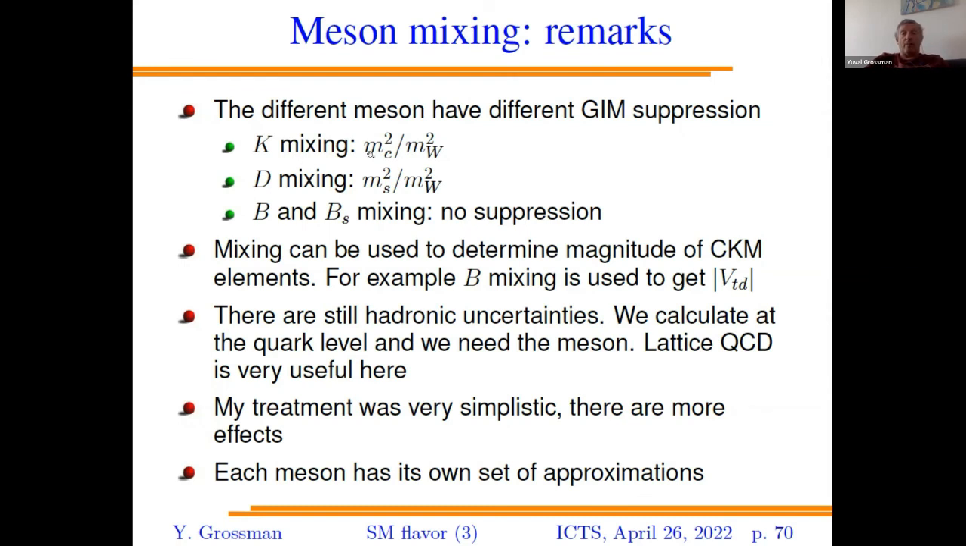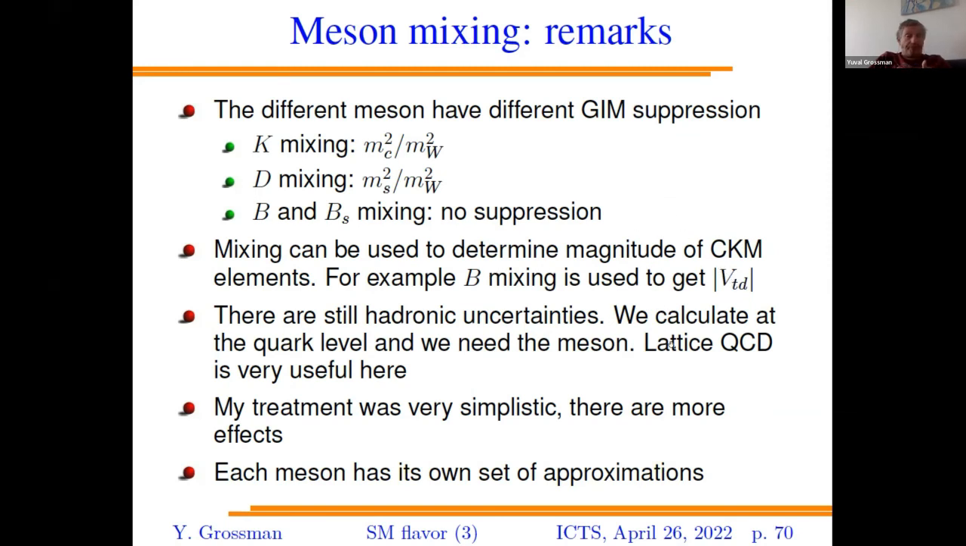For Kaon physics, the suppression is MC squared because the charm is the important one running in the loop due to the CKM factor. For D-mixing it is MS squared. That's why D-mixing is so suppressed. And for B and Bs, there's no suppression because the top is of order the mass of the W. Therefore, mixing phenomena that we can study using oscillation can tell us things about meson mixing. For example, using the B meson, we get VTD.